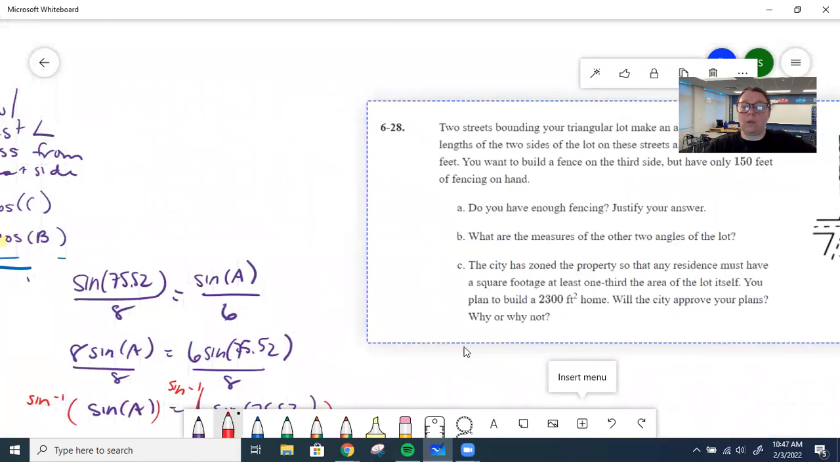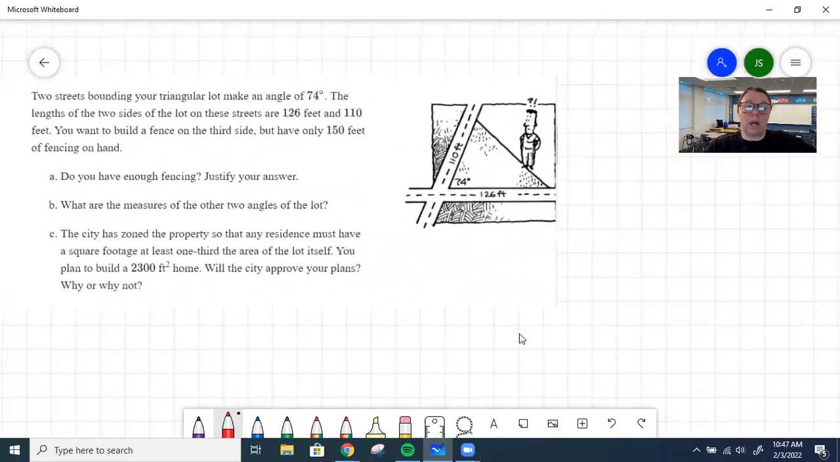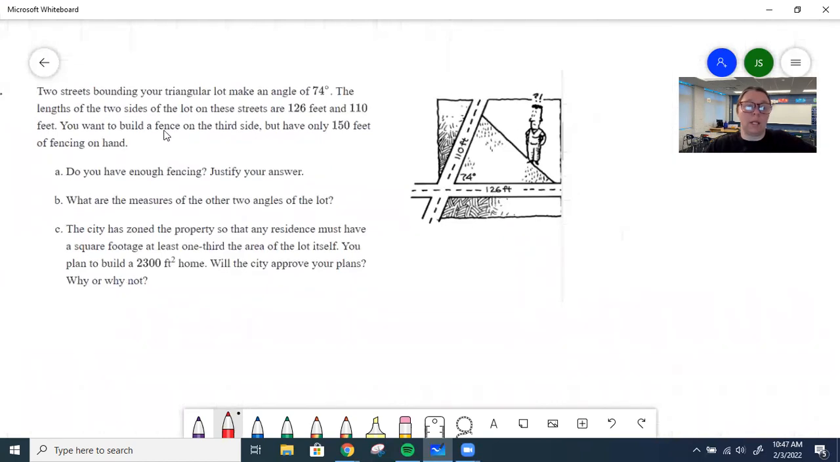All right, so I got one more because, of course, there are always going to be context questions when we are working with triangles. Here it says that you have two streets bounding your triangular lot to make an angle of 74 degrees. The lengths of the two sides of the lot on these streets are 126 feet and 110 feet. You want to build a fence on a third side, but you only have 150 feet of fencing. Do you have enough fencing?